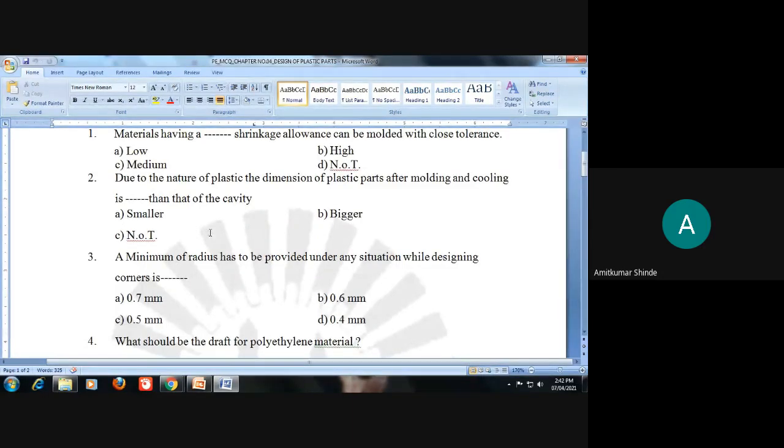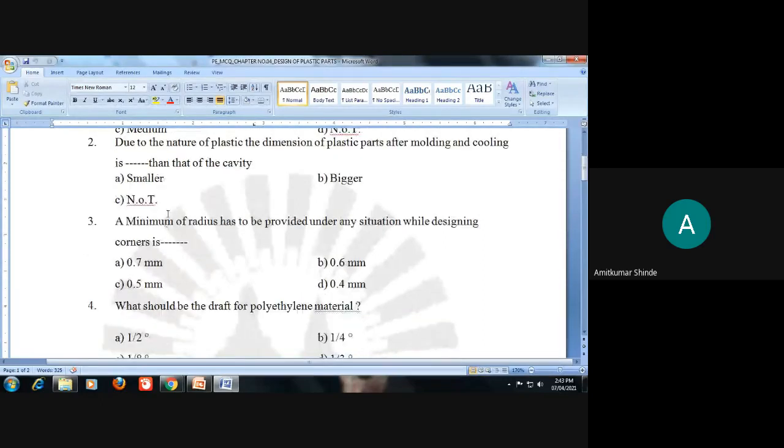Due to the nature of the plastic, after the completion of the molding process, when we obtain the final product, its dimensions will be smaller than the cavity we are using, due to the shrinkage nature. Then, what minimum radius has to be provided in any situation while designing the corners? The answer is 0.5 millimeter.